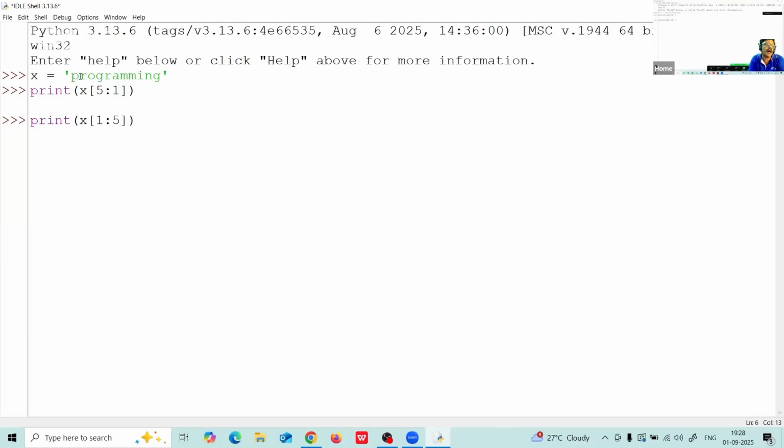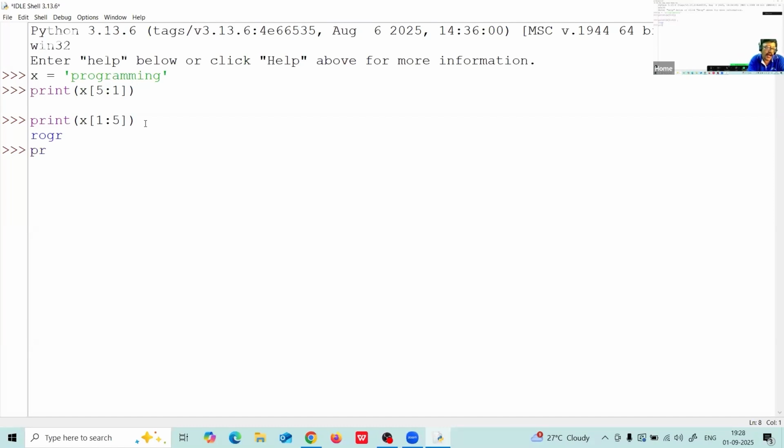Do you understand? R is at first position. Note the cursor. P is at 0. R is at 1, so R will be taken. Then O second, then G third, then R fourth. So ROGR will be taken as the slice. You can see. So simple it is. Okay.